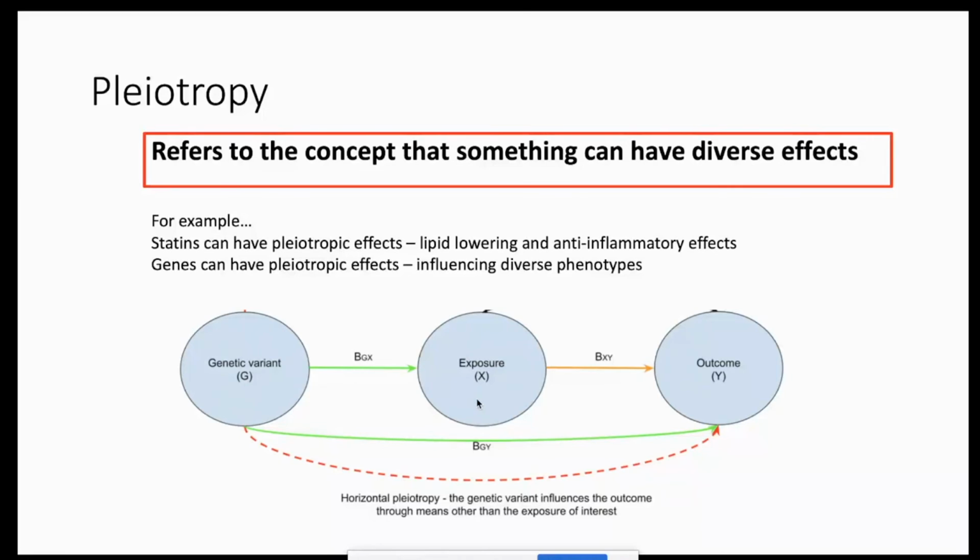Similarly, genes can have pleiotropic effects, so they can influence several different phenotypes. For example, let's take a hypothetical example that one of the genes involved in the synthesis of cholesterol could also be involved in the synthesis of, let's say, a different form of cholesterol. So the gene could be responsible for HDL and LDL, so good and bad cholesterol. So that's a pleiotropic effect, for example. But again, for Mendelian randomization, the assumption is that the genetic variant only associates with the outcome through the exposure, with no other pleiotropic effect.